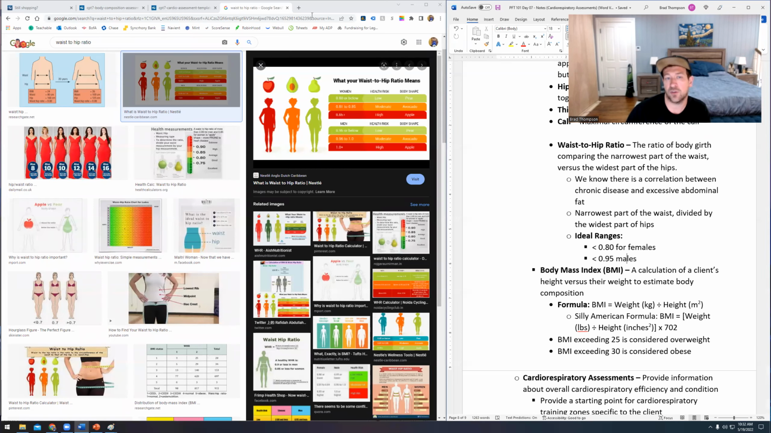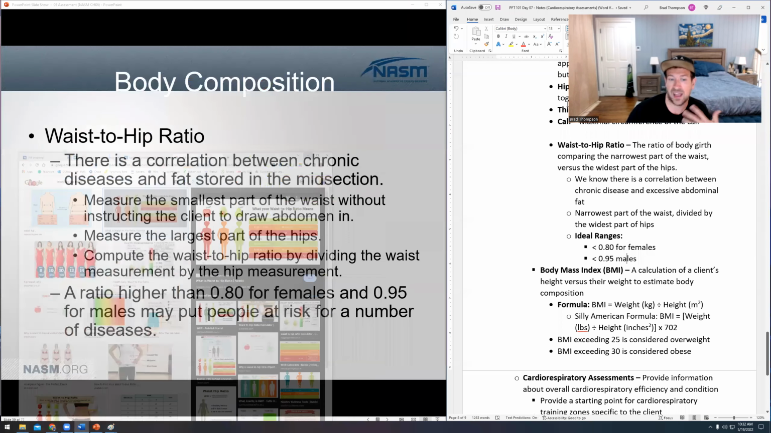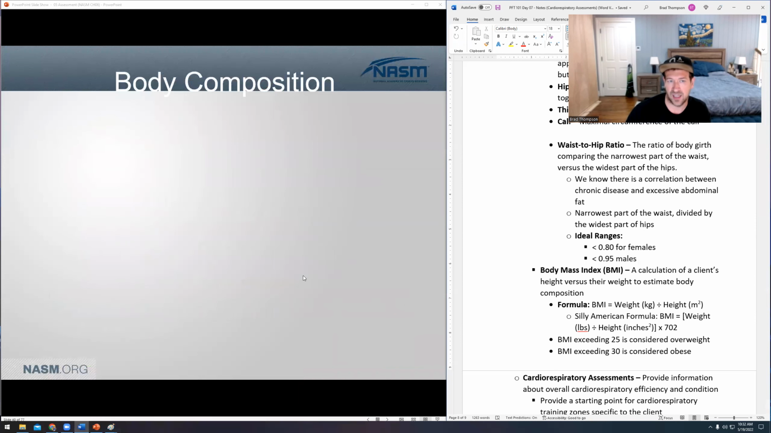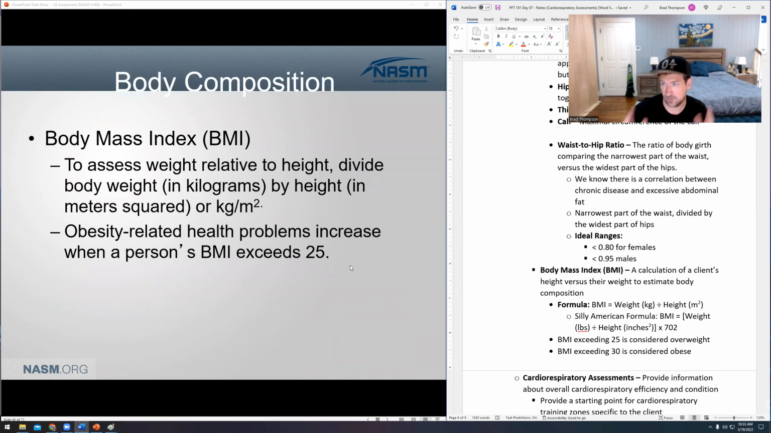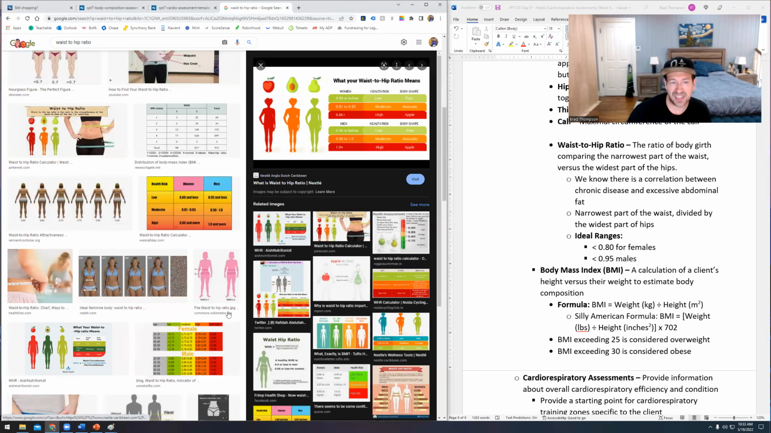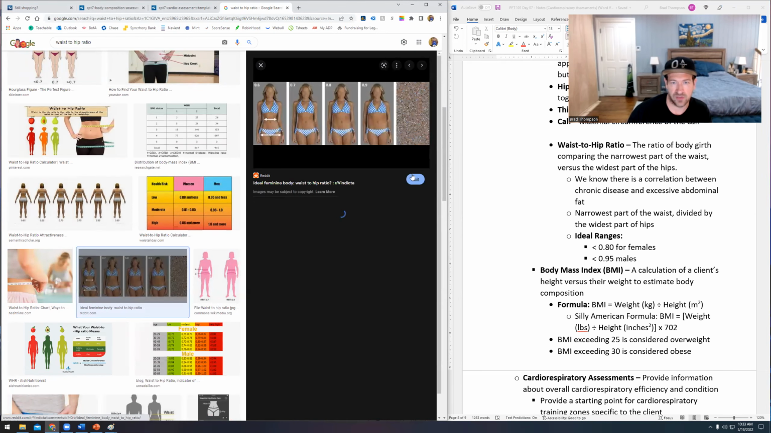The reason those numbers are different, by the way, is because women are going to have a wider pelvis, so the math has to reflect that. The bone is actually just larger. So those numbers are a little bit different. But that is where we're looking at where the fat is held.